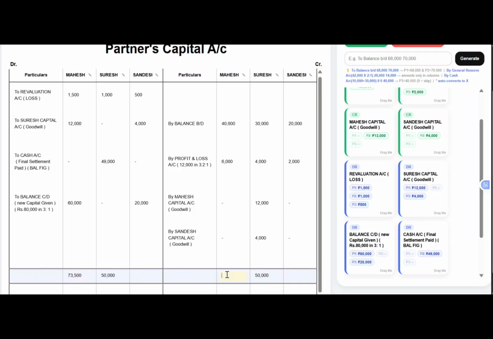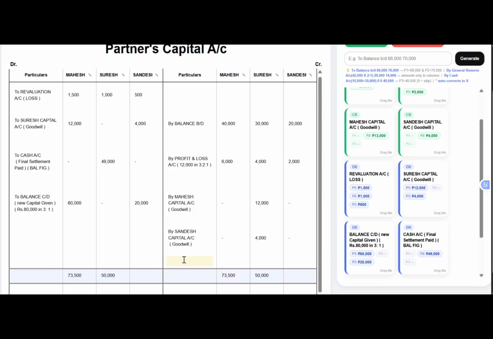Here the credit side is lesser, which says that Mahesh's capital has a deficit. So he has to bring in additional capital to adjust the new capital which is given in the adjustment. So the amount of capital that is deficit is to be brought in by Mahesh, that is rupees 27,500, which is 73,500 minus 46,000. That will be the balance for Mahesh's capital account.